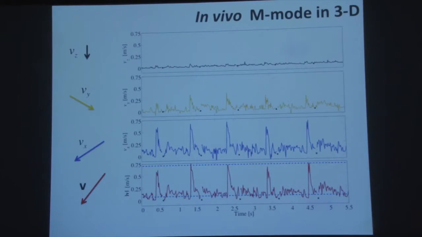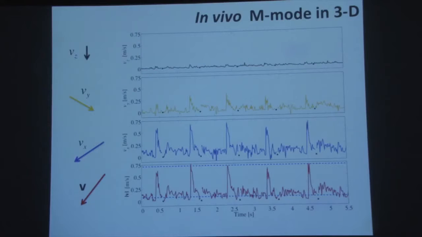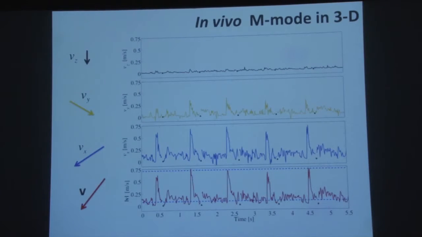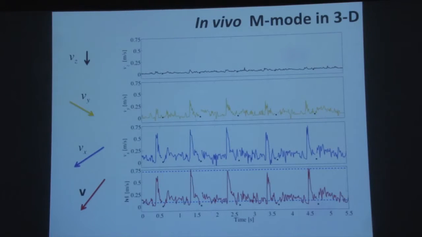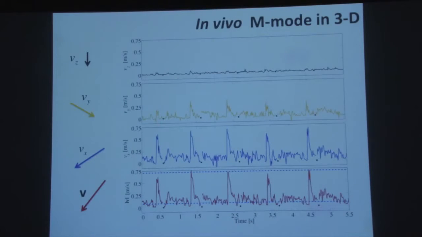On top we have in black the axial velocity component. It's very small relative to the others. In yellow we have the Y component, and the main flow direction is in X, so Vx has the largest component here. We can see the pulsatile nature that we would expect. If we then look at the velocity magnitude, we see the peak systole here, then a small peak, and then it goes down to the end diastole and repeats. That's a very common pulse shape in the carotid artery.